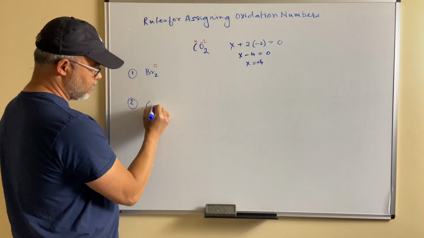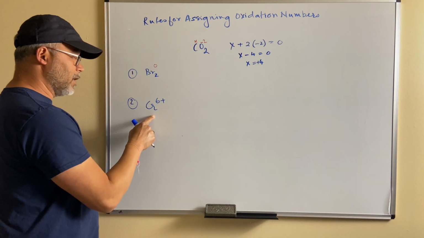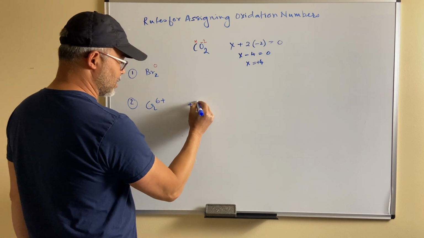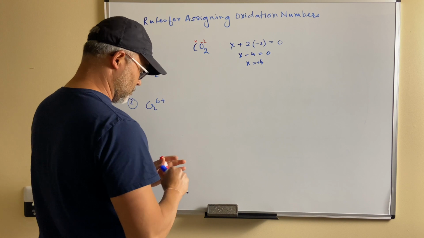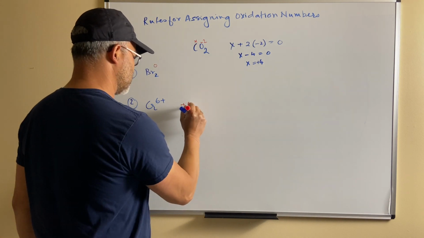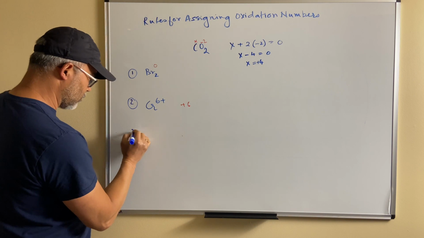Here's another one. What about Cr6+? Well, the oxidation number of this is actually +6. I should probably use red. Keep it symmetrical. +6. Okay. Next one.